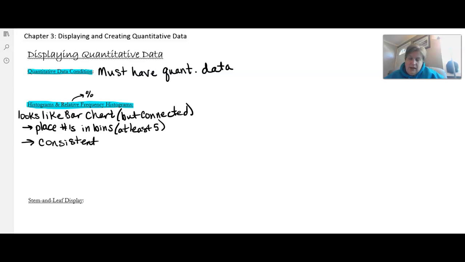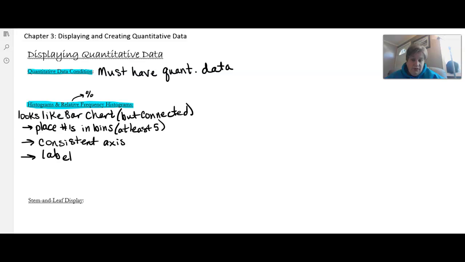So you need consistent axes. What that means is I cannot put a bin that counts as 5 and then a bin that counts as 4 and then a bin that counts as 8. Bins are where your tick marks are, how far apart your tick marks are, and they have to be consistent. And then the last thing you have to do is label your axes.